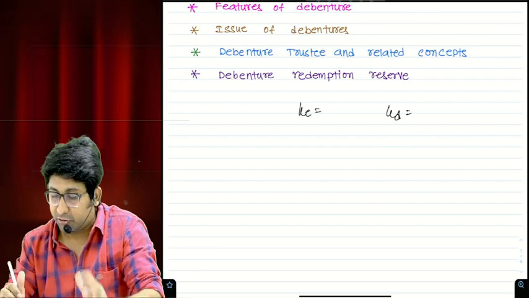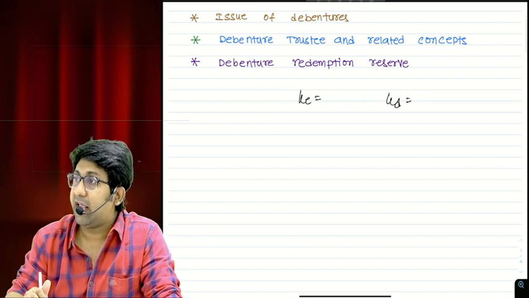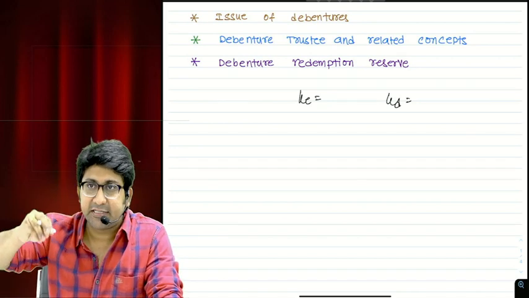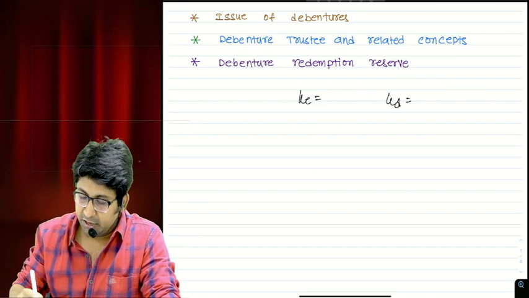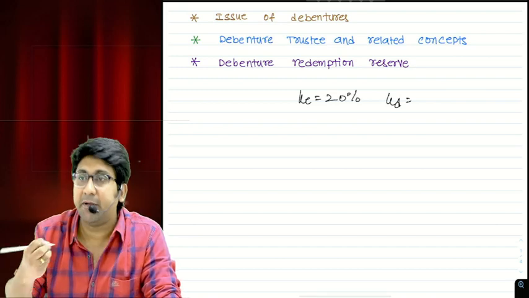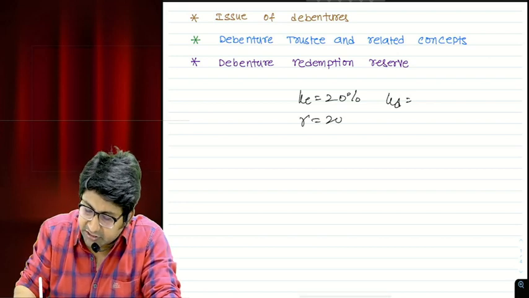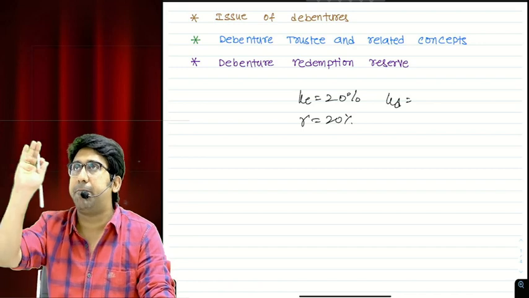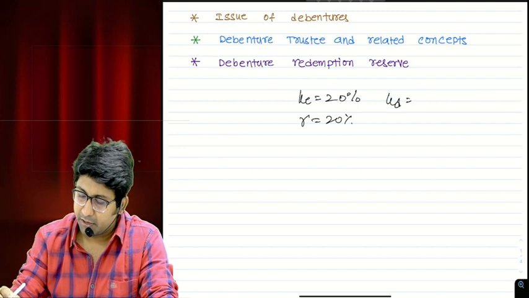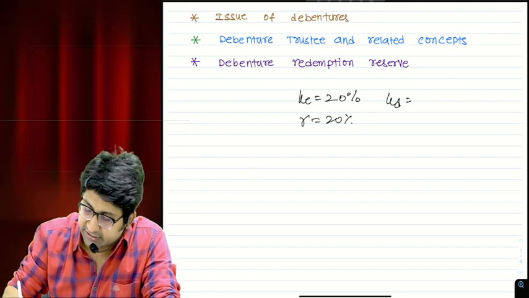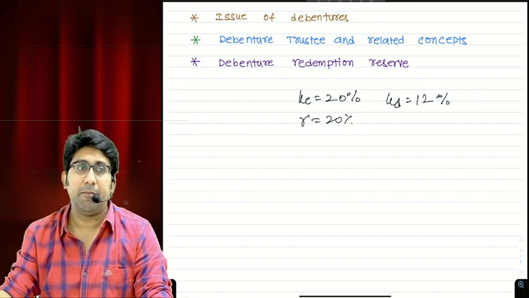Now listen carefully to the logic. For example, I invested company money in a place where it gives 20% return. Technically, let us say R is also 20%. That means the investment is giving as much as the company expects, 20%. Cost of debt is how much? 12%. Cost of debt is 12%.